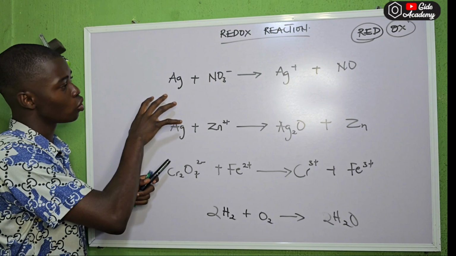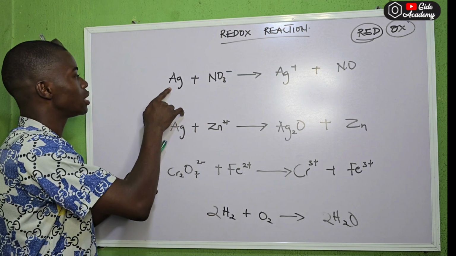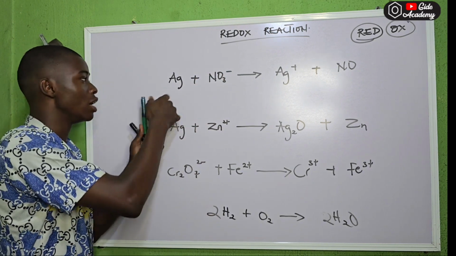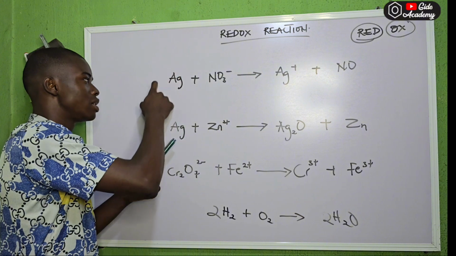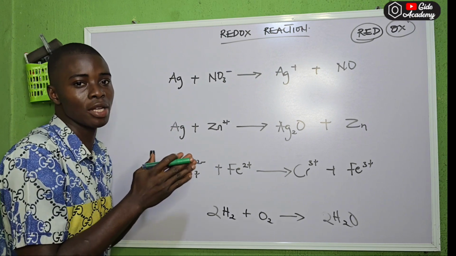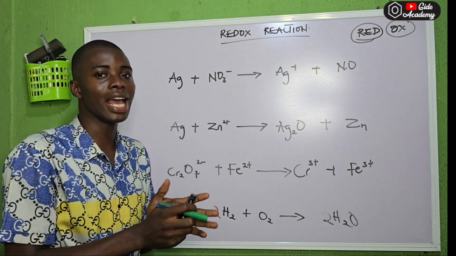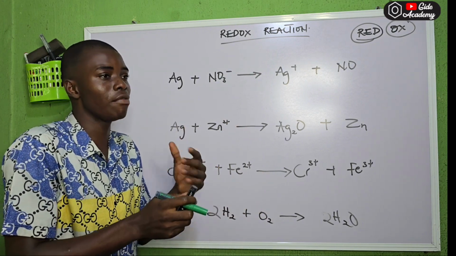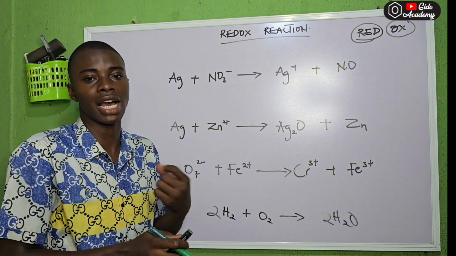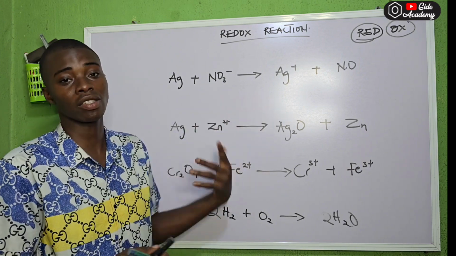So for us to know which side is reducing and which side is oxidizing, first of all, what is the oxidation number of silver here? Silver is an element. It's a neutral element. Therefore, every neutral element or every neutral compound has the oxidation number 0. And every charged element, which is an ion, or a compound, which is a radical, has the oxidation number of that particular charge.